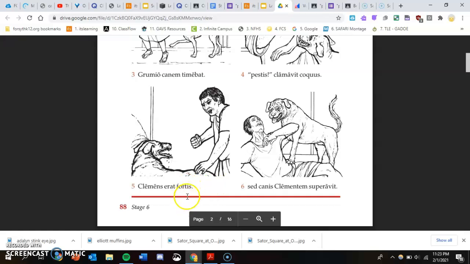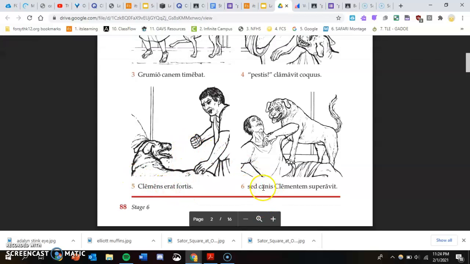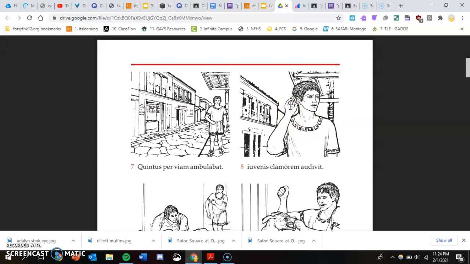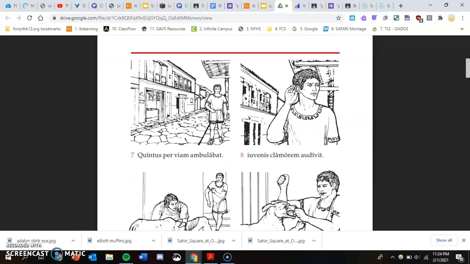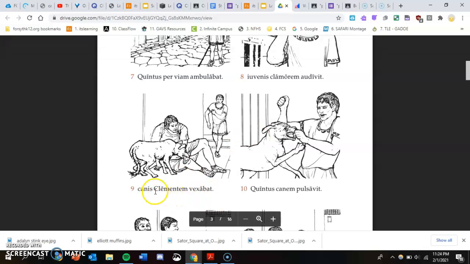Clemens erat fortis, said canis, clementum superavit. Clemens was brave or strong, said the dog, but the dog overpowered Clemens. I just think this is a funny story. Number 7, Quintus per viam ambulabat. Quintus was walking through the street. Iuvenes clamorem audivit. The young man heard a shout. Canis clementum vexabat. The dog was attacking Clemens.